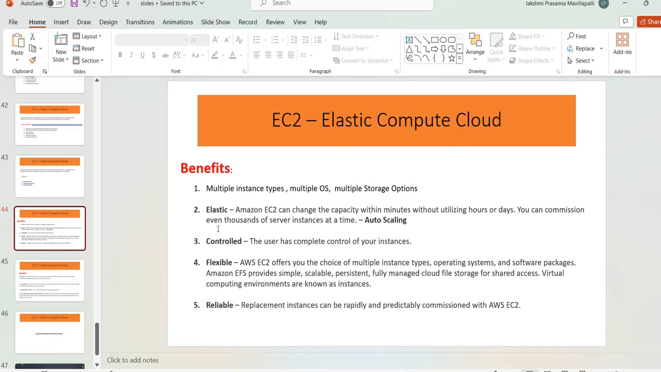Okay, so another one is, it is elastic. We have already seen what is elastic. So Amazon EC2 can change the capacity within minutes without utilizing hours or days. Okay, this is the main advantage.